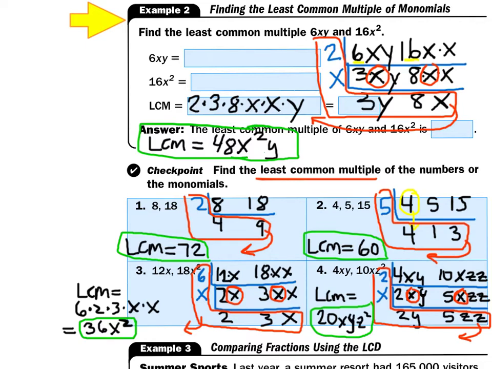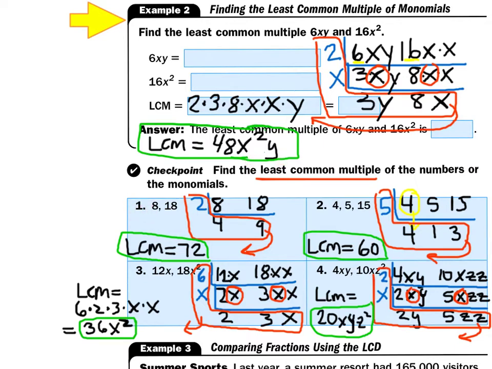2 times 3 times 8, I wrote first, then grab all the letters in alphabetical order. X, and then the y. So then I just simplify. 2 times 3 is 6, 6 times 8 is 48, and then x times x is x to the second power, and I bring down the y. So the LCM is 48x squared y.